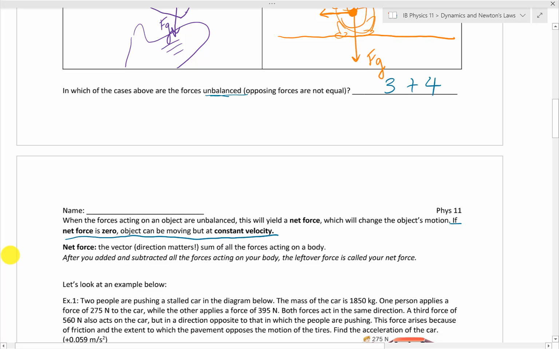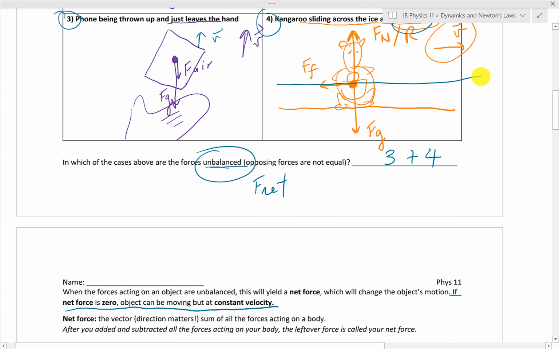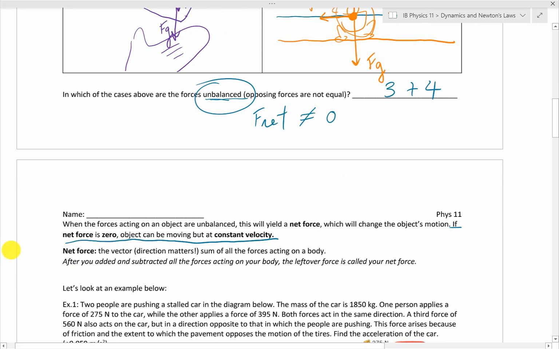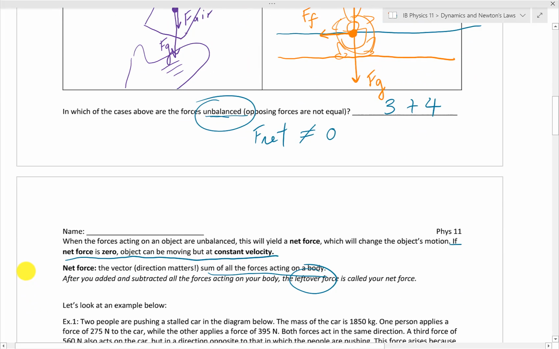Now, when we have forces that are unbalanced, that means we have something called a net force. That means that if you add up all the forces together along a straight line, these forces will add up, including directions, and it will not be equal to 0. So Fnet will not be 0 when you have unbalanced forces. That's when you add up all the forces on a body. It's kind of like the leftover force, what's left over after you've subtracted a bunch of things. You've subtracted a forward force with a backward force, etc.